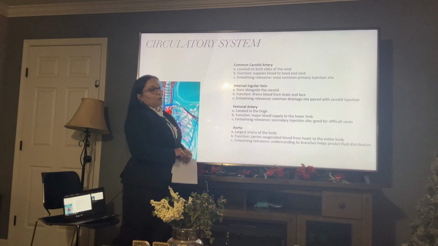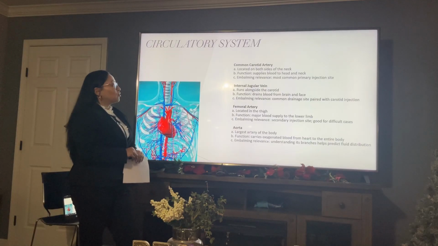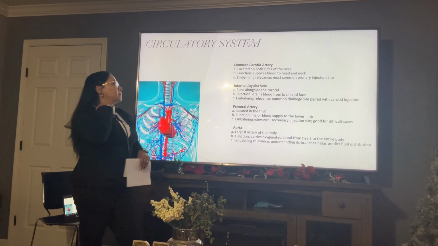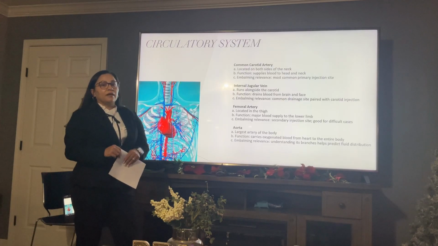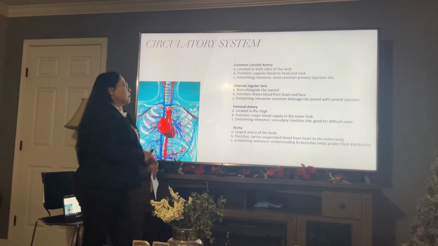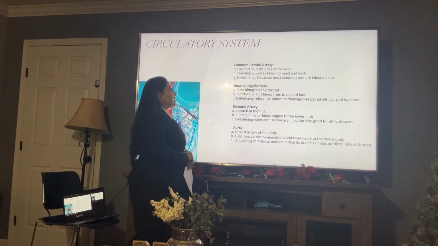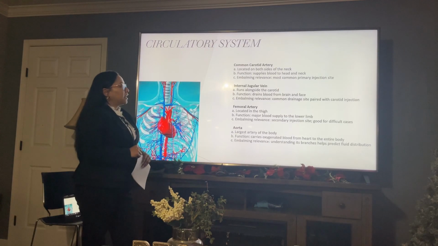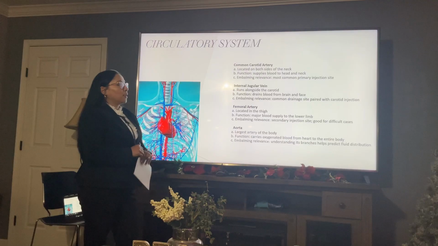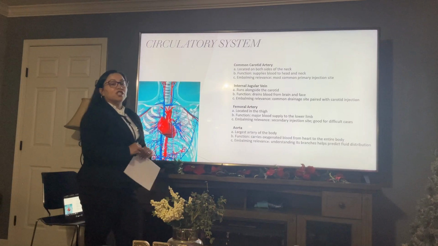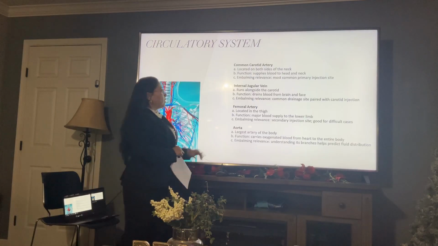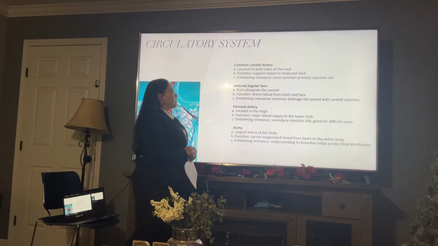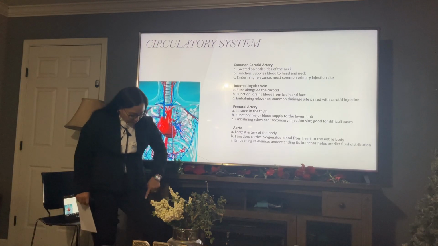So the next structure I will be addressing is the internal jugular vein, and it runs alongside the carotid. The function is draining blood from the brain and the face. Embalming relevance is common drainage sites paired with the carotid injection. The next structure is the femoral artery, located in the upper thigh.